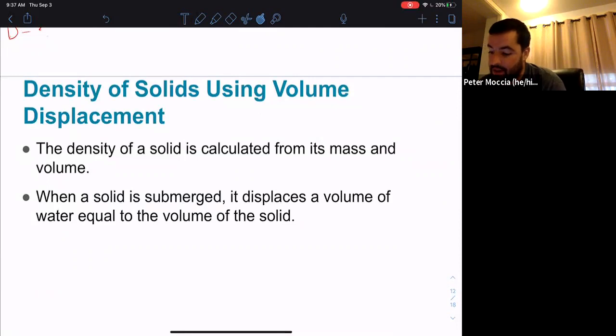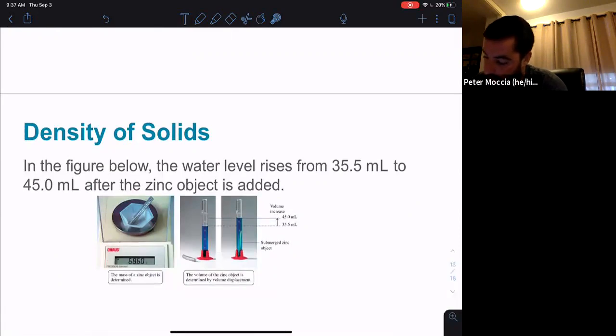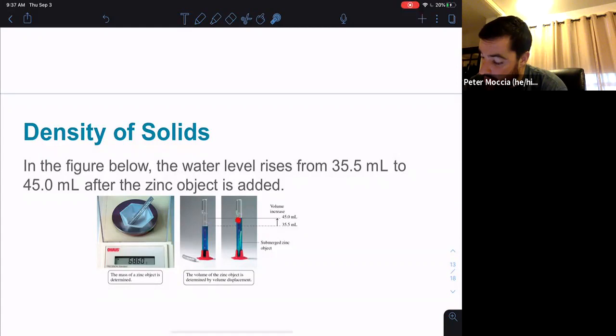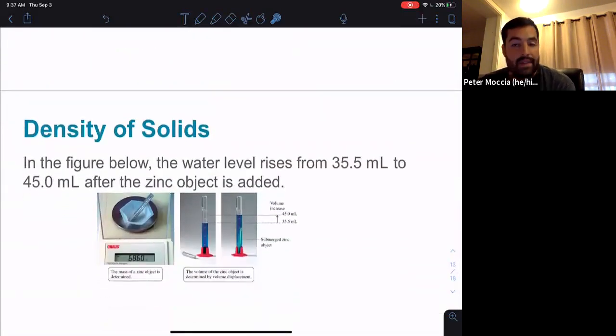Density of solids using volume displacement. When you put something in a liquid, so if I put some zinc here in this liquid, I am going to make a reading of the liquid before I put the zinc in, and then make a reading of the liquid after I put the zinc in, okay? That's called water displacement or liquid displacement. And that's going to tell me what the actual volume of the zinc is, okay?